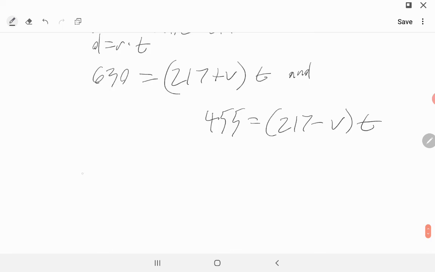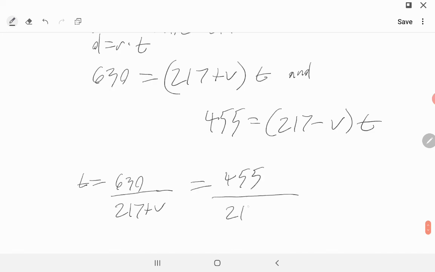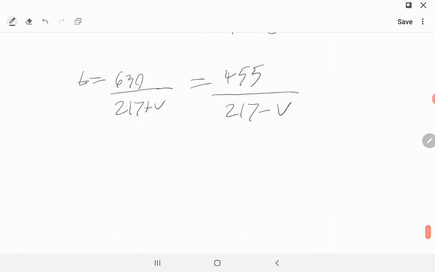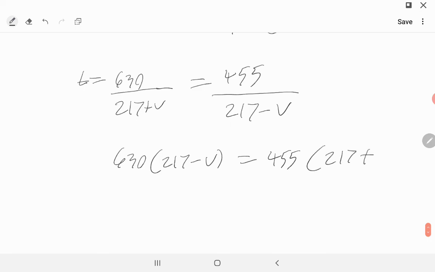We notice that that means that t has to equal 630 divided by 217 plus v, and it also has to equal 455 divided by 217 minus v. So, because it's the same time either way. So we cross multiply, we get 630 times 217 minus v equals 455 times 217 plus v.